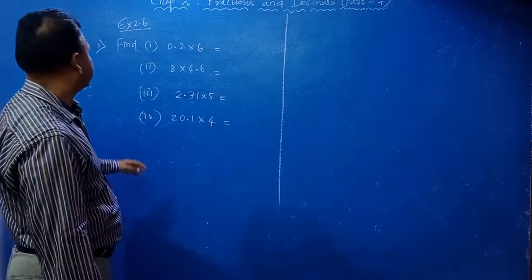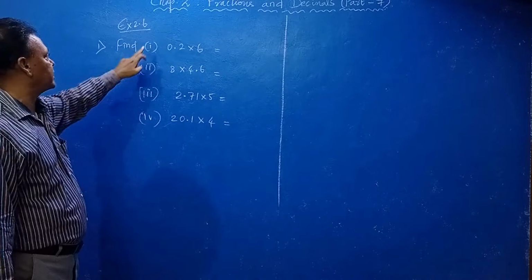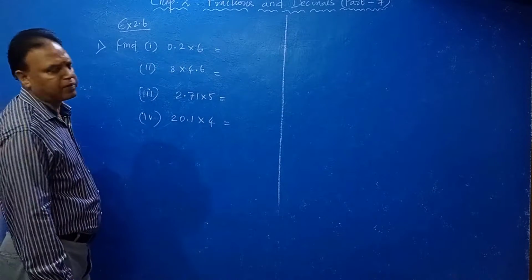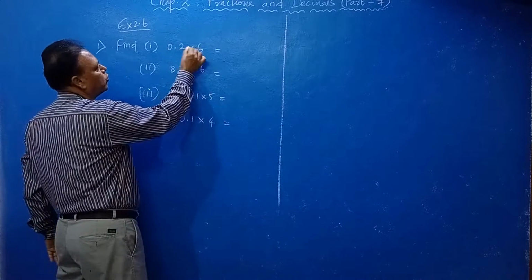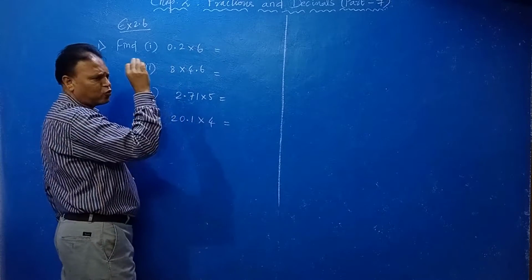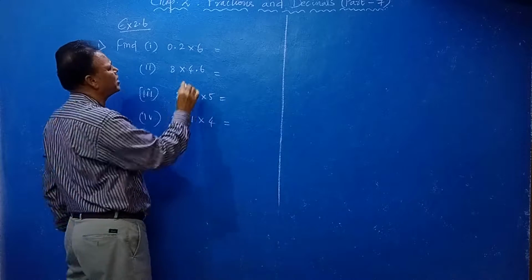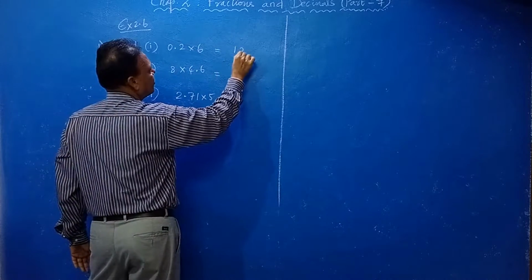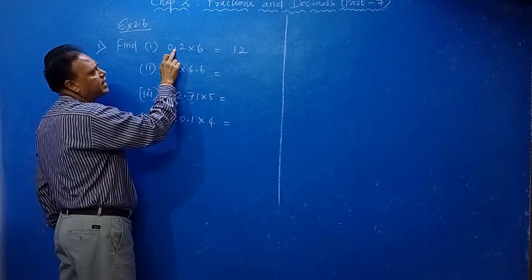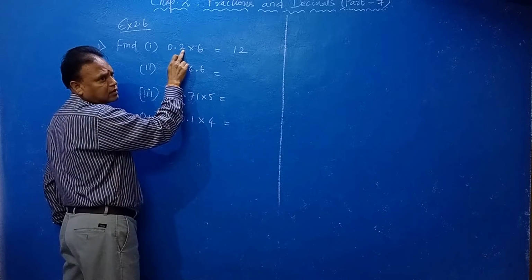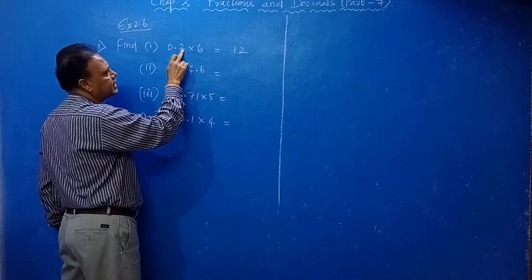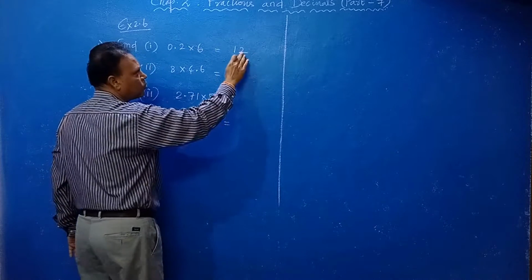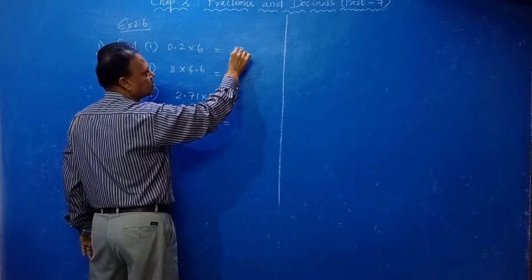Yes, sir. Next we will see exercise 2.6. The first problem: find, using how to multiply, 0.2 into 6. You ignore the decimal point and simply multiply 2 into 6. How much? 12. Then after the decimal there is only one digit, and here no digit. So from the right you leave one digit and keep the point. So 1.2.